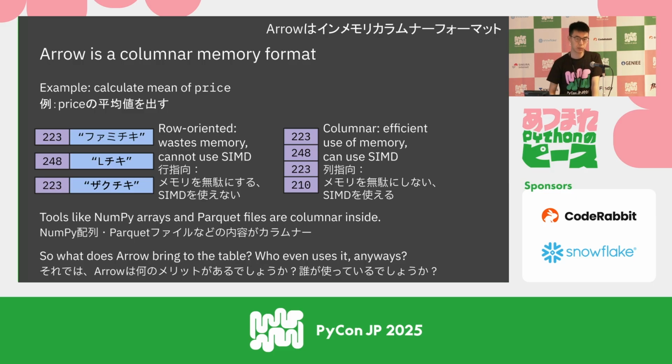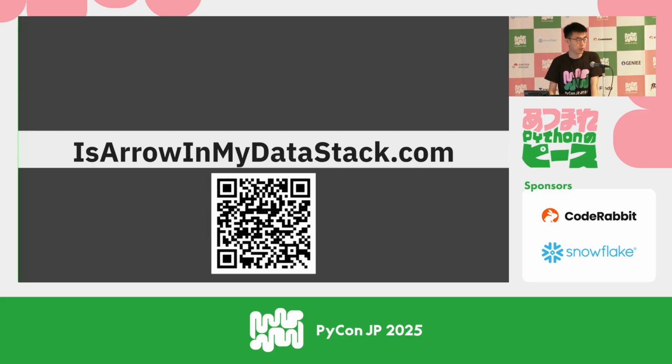Well, I'd like to basically show you that probably you're already using Arrow, even though you might not know it. So we actually built this website to help you understand whether you might be using Arrow in your tools already. And the website is designed to walk you through things and tell you yes or no. And of course, you can see the QR code, but the website is arrowinmydatastack.com.